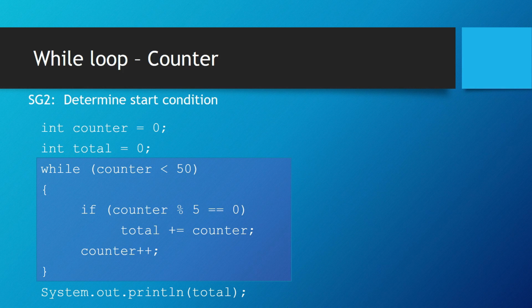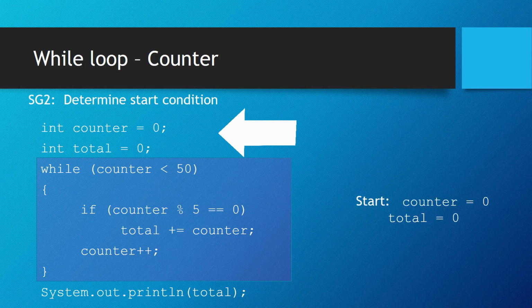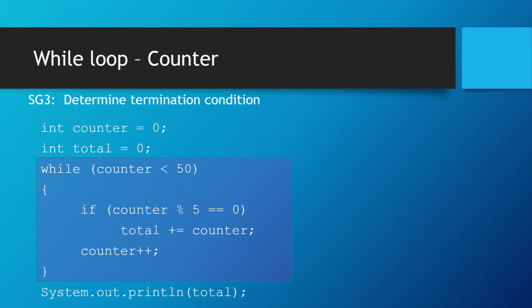For subgoal 2, we need to determine the start condition. In this case, the start condition is the two variables initialized before the start of the loop. Counter and total both start at 0. For subgoal 3, we need to determine the termination condition. In this case, the loop will continue as long as counter is less than 50. The opposite of less than 50 means that whenever counter is greater than or equal to 50, the loop will terminate. For subgoal 4, we trace the loop.